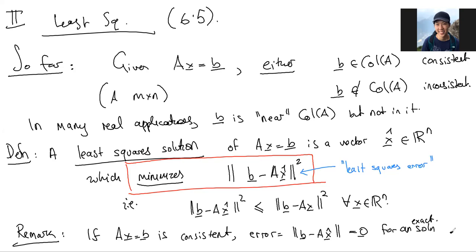So this is like not the correct solution, but kind of like the best we can get. Yeah, just to be clear, this doesn't actually solve the equation, okay? It just minimizes the least squares error. And there's always something that minimizes the least squares error. Yeah, so you can always find something that does this.